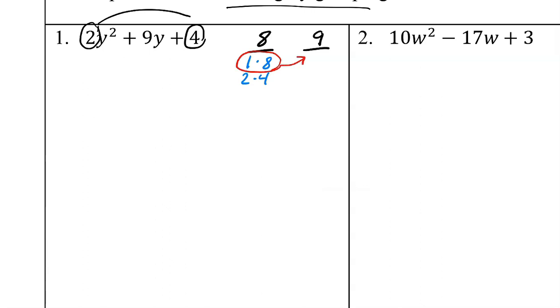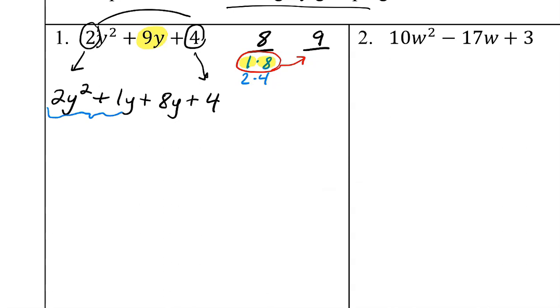So to do factor by grouping, we rewrite 2y squared. This middle term, we're going to split into a 1 and an 8. So we have plus 1y plus 8y, and then bring down the 4. 4 goes right there, 2y squared goes right there. And then we factor by grouping. So the first two terms have a y in common. Take a y out. And the next two terms have a 4 in common, so take a 4 out.